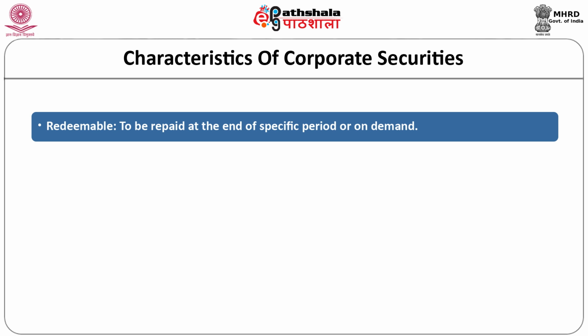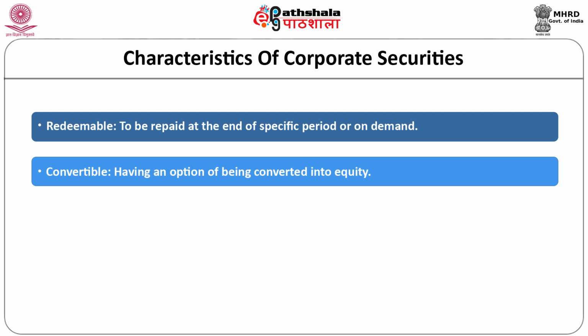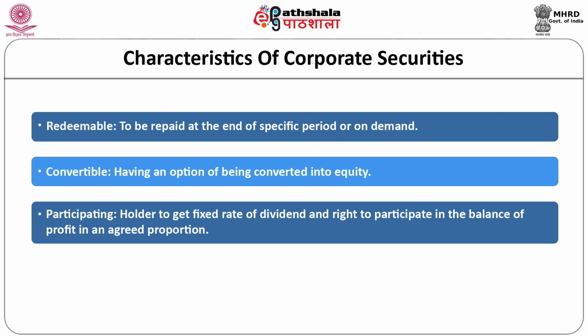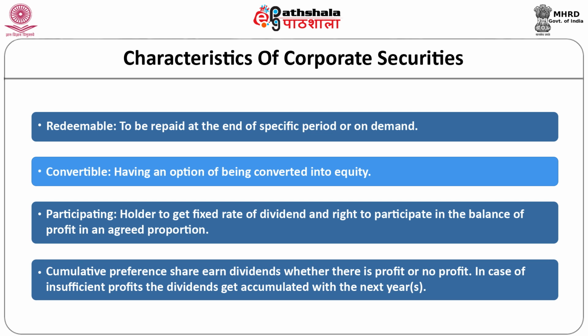be repaid at the specific period or on demand. Convertible are having an option of being converted into equity. Participating: holder gets a fixed rate of dividend and the right to participate in the balance of profit in an agreed proportion. Cumulative preference shares get dividends whether there is a profit or no profit. In case of insufficient profits, the dividends get accumulated with the next years.